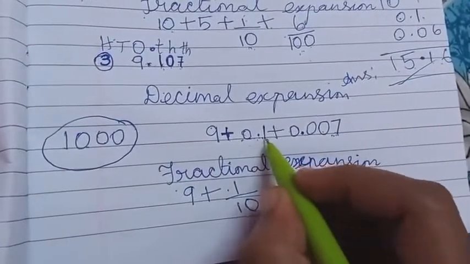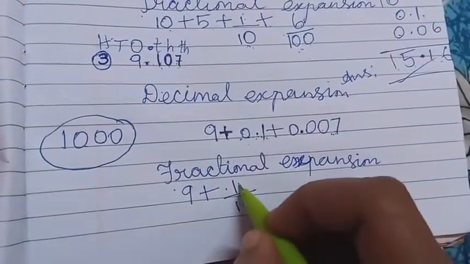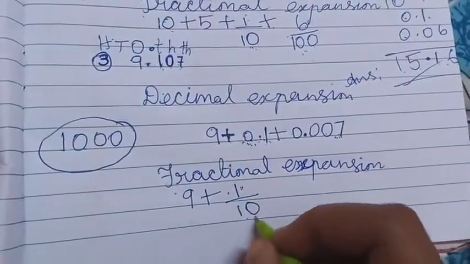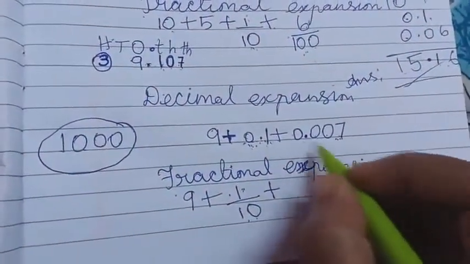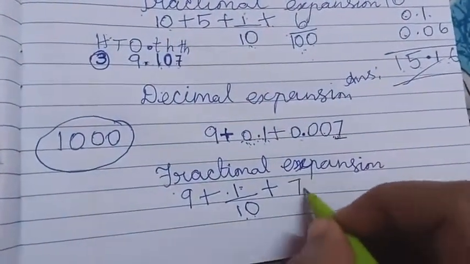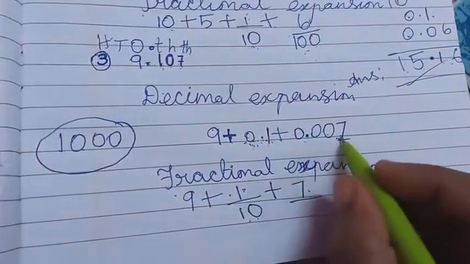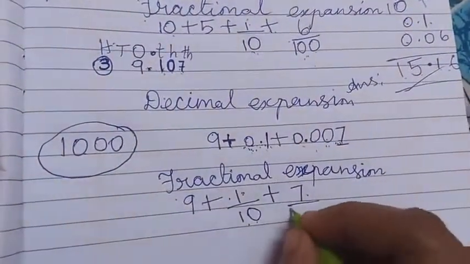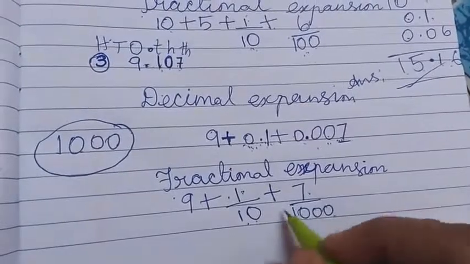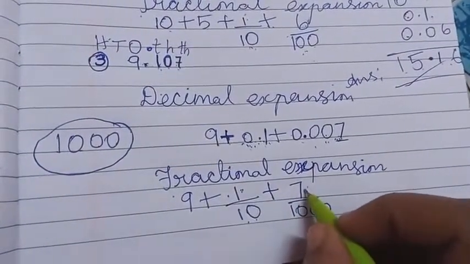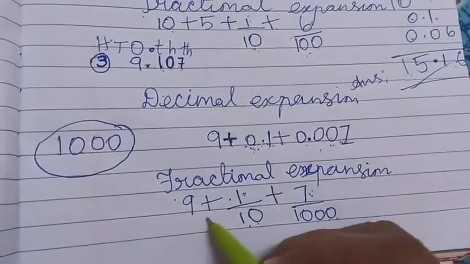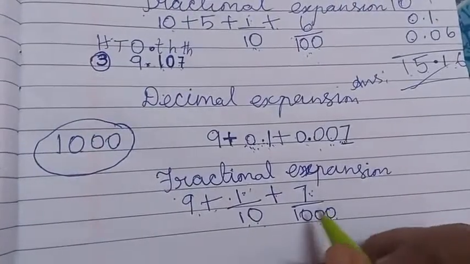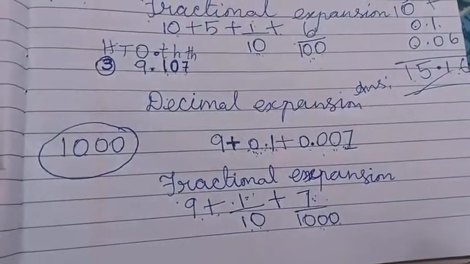0.1, always remember the valid number is 1, that will become numerator. For denominator, this is in which place? Tenths place. So write denominator 10 plus, and then here the value number is 7. Write 7 as a numerator. The 7 comes in which place? Thousandths place. So below write 1000. 7 by 1000. 9 plus 1 by 10 plus 7 by 1000. This is the fractional form. Students, do you understand how we have done?